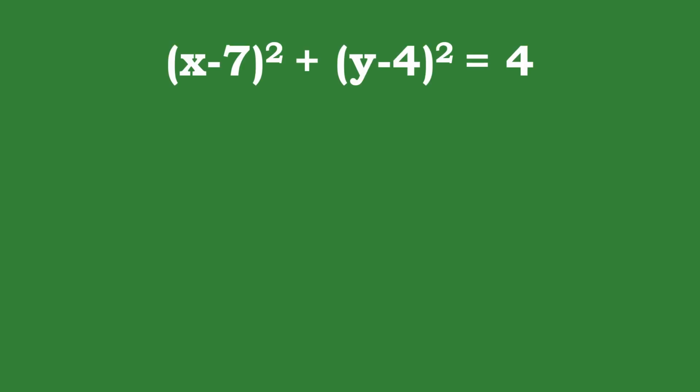Let's answer practice number 2. So you have (x - 7)^2 + (y - 4)^2 = 4. So sabi natin earlier, you expand lahat ng square binomials na nakikita dito. So you have (x - 7)^2 is equal to x^2 - 14x + 49 plus yung (y - 4)^2 natin will be equal to y^2 - 8y + 16 is equal to 4.